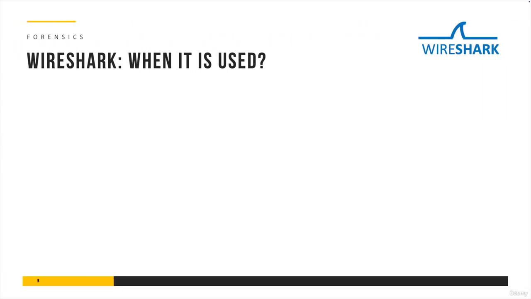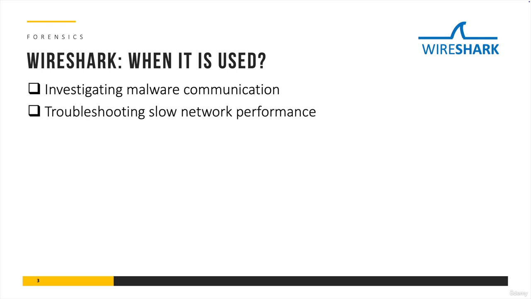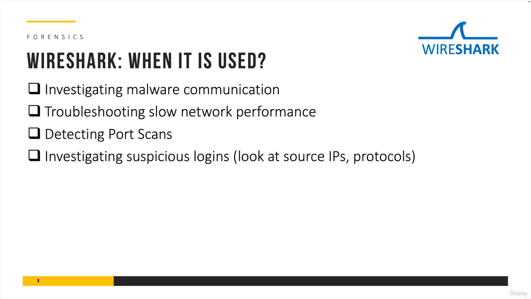So why use Wireshark? Well, Wireshark is used to investigate malware communication and for troubleshooting slow network performance. For example, if your network is experiencing very poor performance, you can use Wireshark to understand what's going on. It's used for detecting port scans. It is used to investigate suspicious logins and so many different things. It's a very powerful tool.